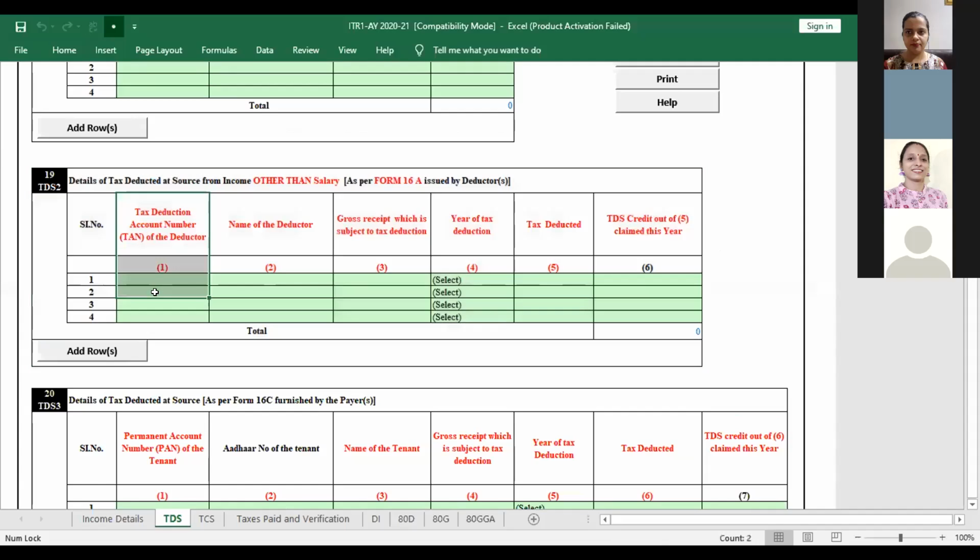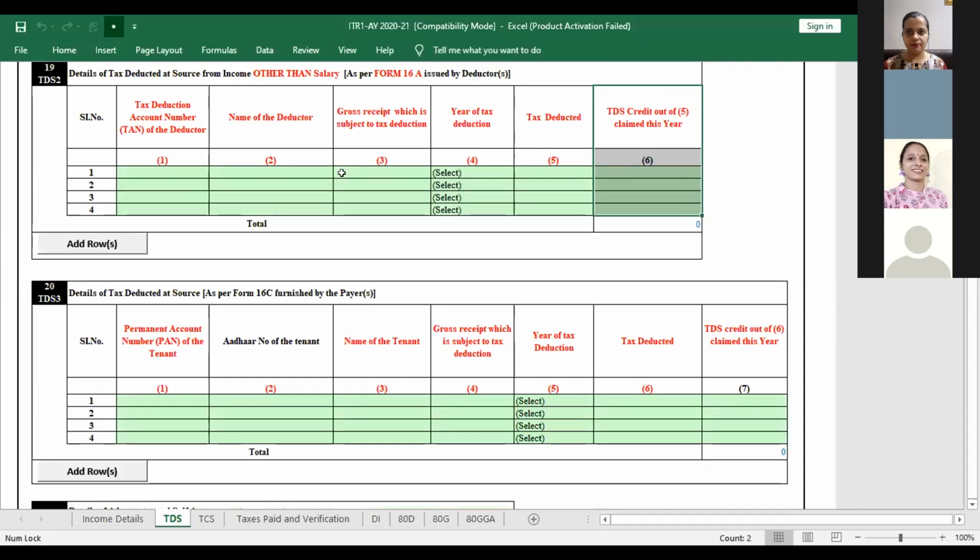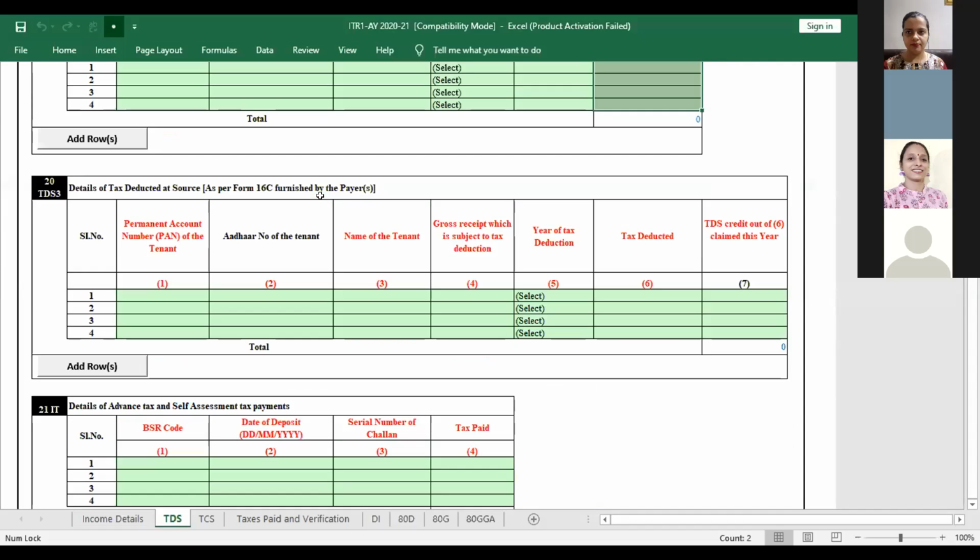Over here, there will be the TAN number of the deductor, the name of the deductor, gross receipt, then year of the deduction, tax deducted. And over here is the column for your TCS, tax credits. All this will be given in that certificate. It is a simple copy. You have to copy the amounts.